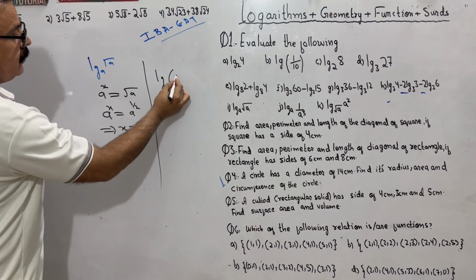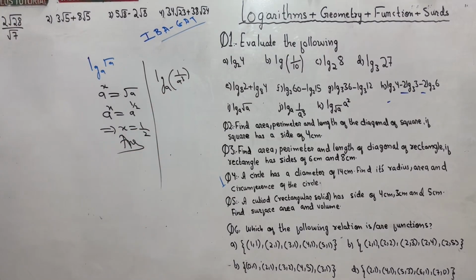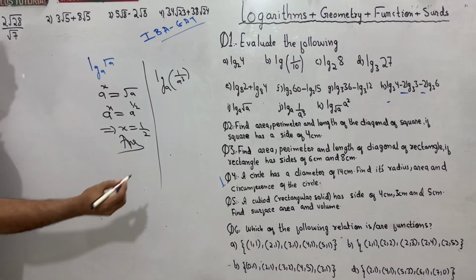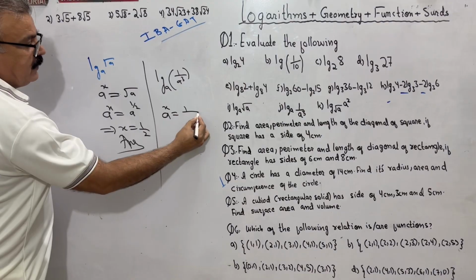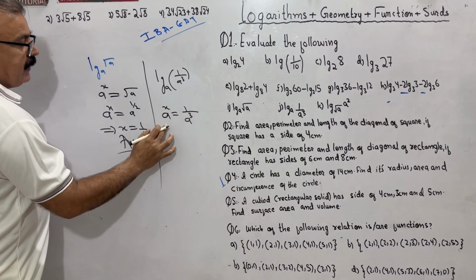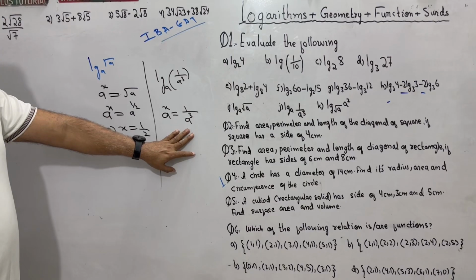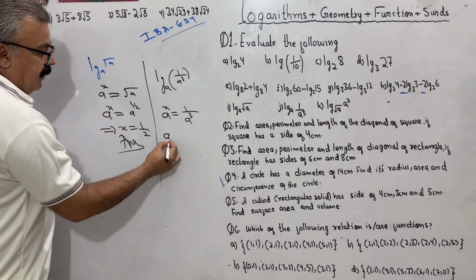Log of 1 over a cube to the base a. Simply by definition, a raised to what power to get 1 over a cube? A raised to what power to get 1 over a cube?